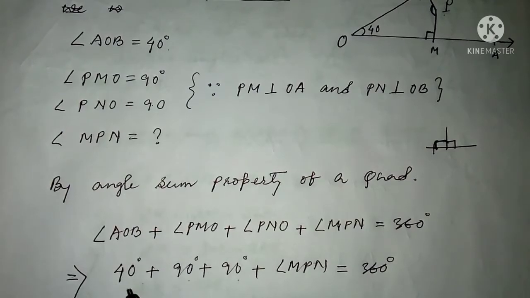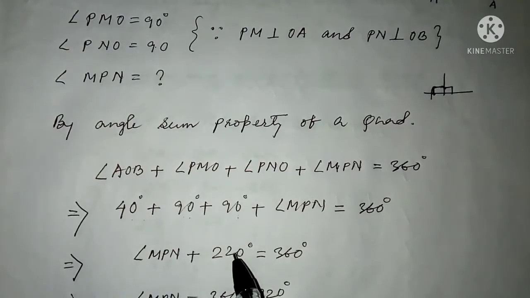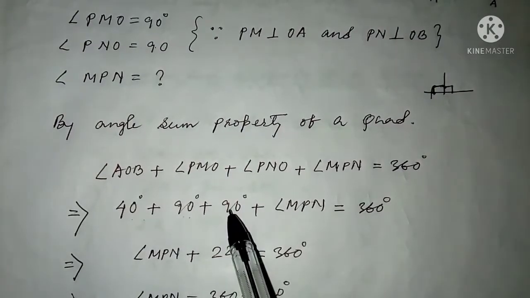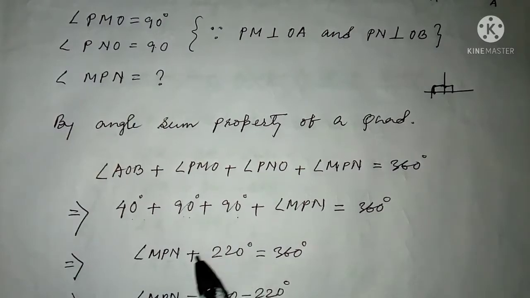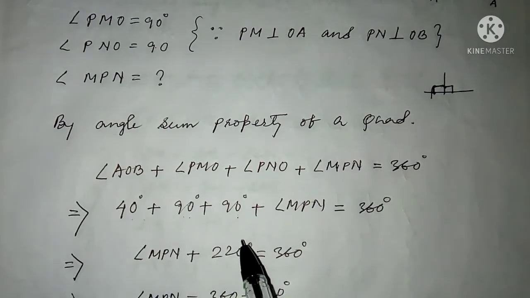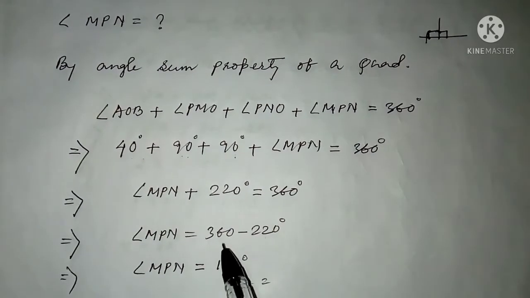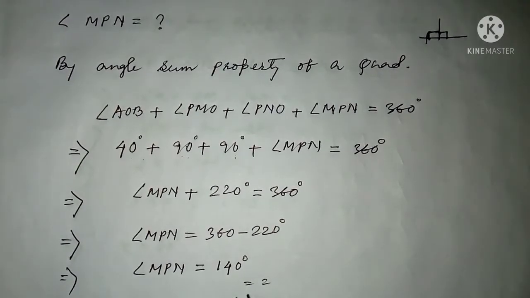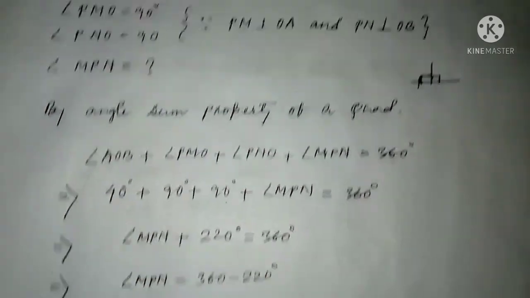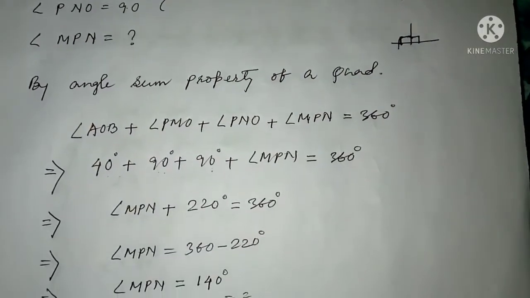Then 40 plus 90 plus 90 gives us 220, and MPN as it is. As I need to find the value of MPN, I don't need this 220 on the left hand side, so I transpose it to the right hand side. Then it becomes minus, so 360 minus 220 is 140. So this is the value of angle MPN. Here we have finished question number 4.